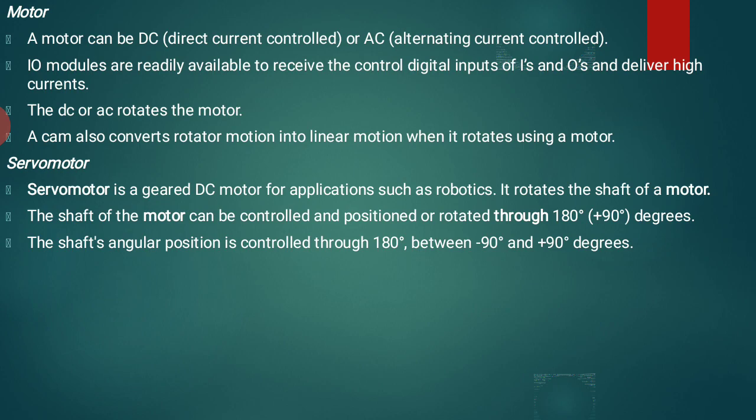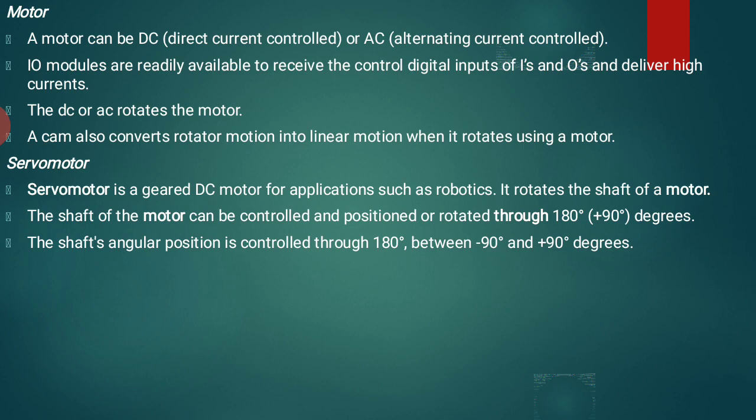In the same sense, if you are using the same shaft in your robotics application, it can be turned to any function in the form of 180 degrees or 90 degrees. So the second point says the same thing. The shaft of the motor can be controlled and positioned or rotated through 180 degrees, plus or minus 90 degrees respectively.